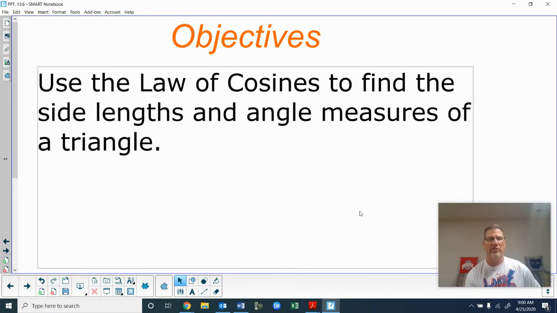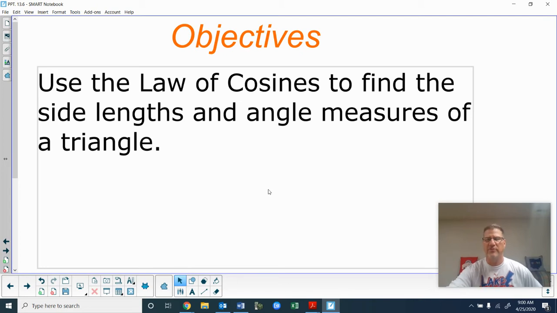You guys have been doing a great job on your trig stuff. Did a nice job on the law of sines last week, and this week we're going to learn about the law of cosines. So I'm just going to get started. There's our objective: use the law of cosines to find the side lengths and angle measures of a triangle.